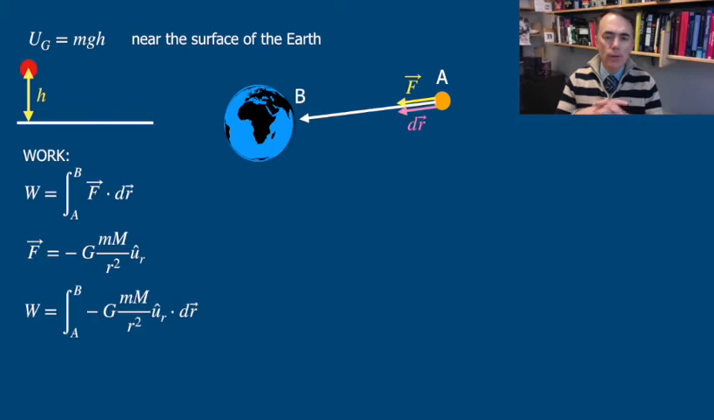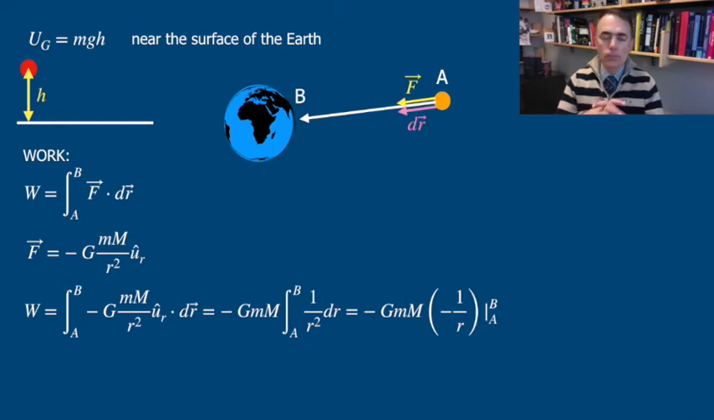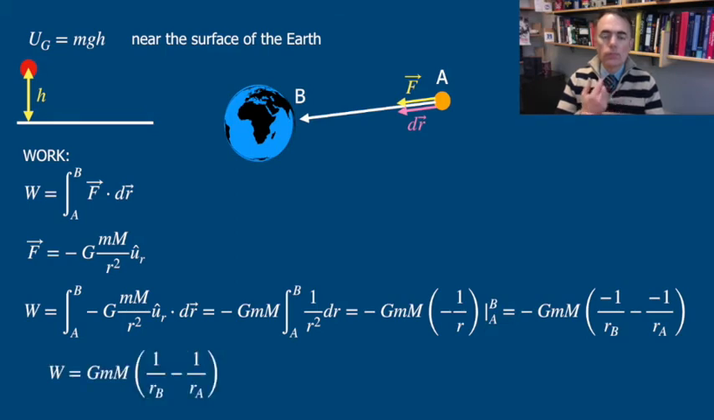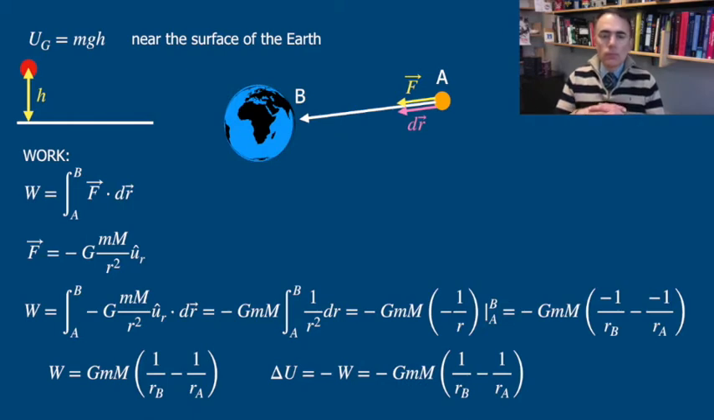We just integrate this. The integral of 1 over r squared is minus 1 over r, evaluated between A and B. So this is the work done by the force. Then the gravitational potential energy is the negative of this. This is the gravitational potential energy change between point A and point B.